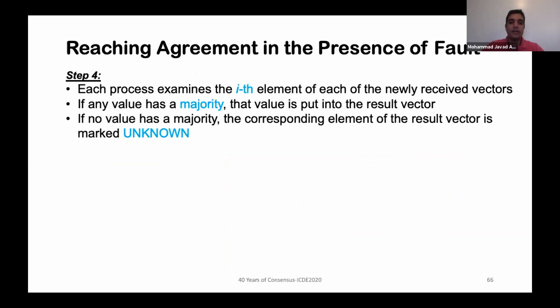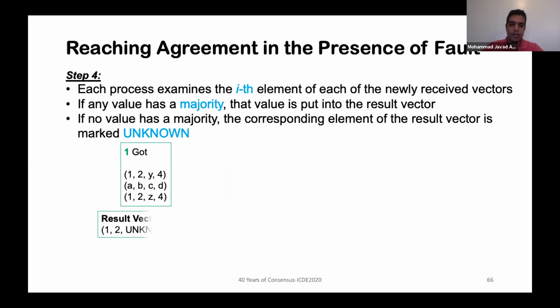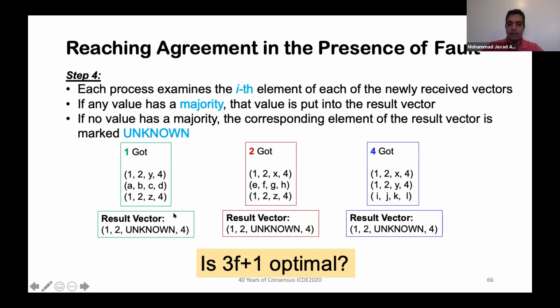And now each process is going to check each of these elements: first element, second element, third element, and fourth element. And if there is a majority in that element, then that's the result. So we have 1, A, 1. So 1 is the majority. So we put 1 here, we put 2 here, but for 3, there is no majority, so it's unknown. And for 4, there is a majority. So in that way, we can construct a vector, and we can say, okay, there is a consensus on 1, 2, and 4, and we have an unknown value for the 3.